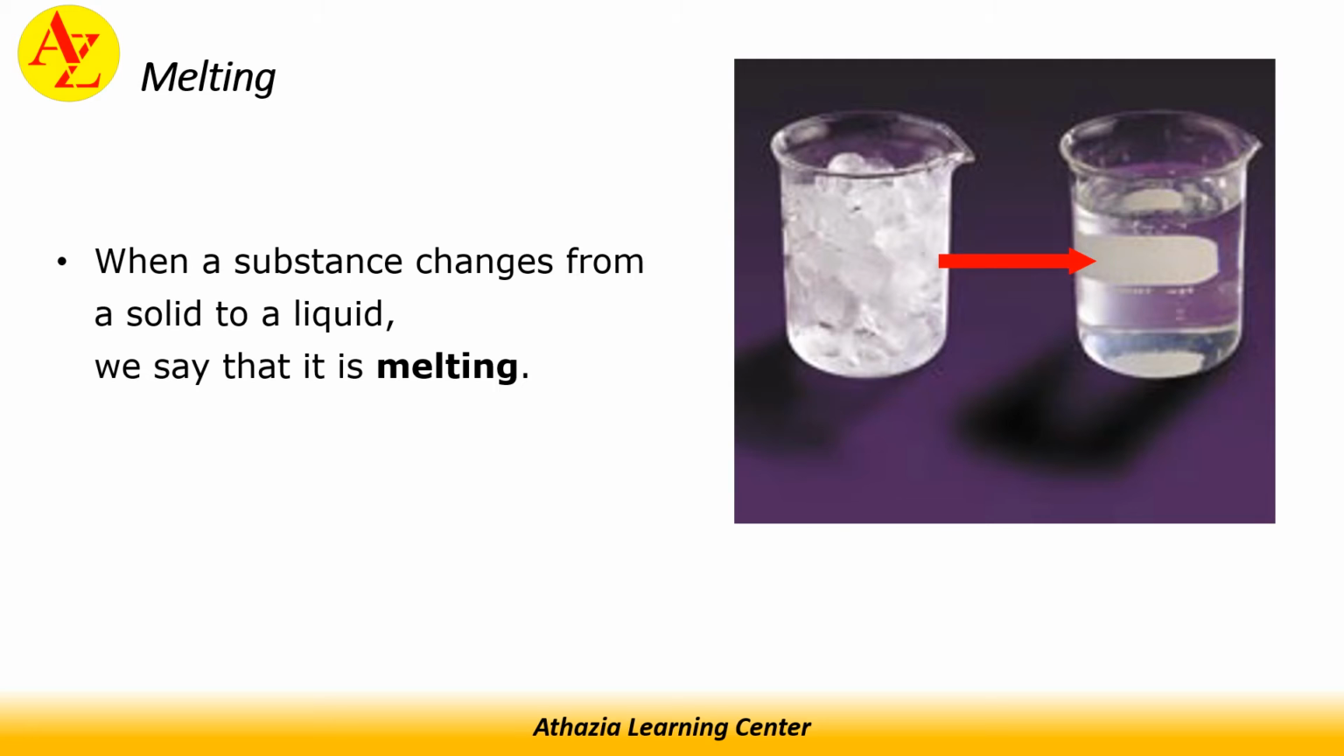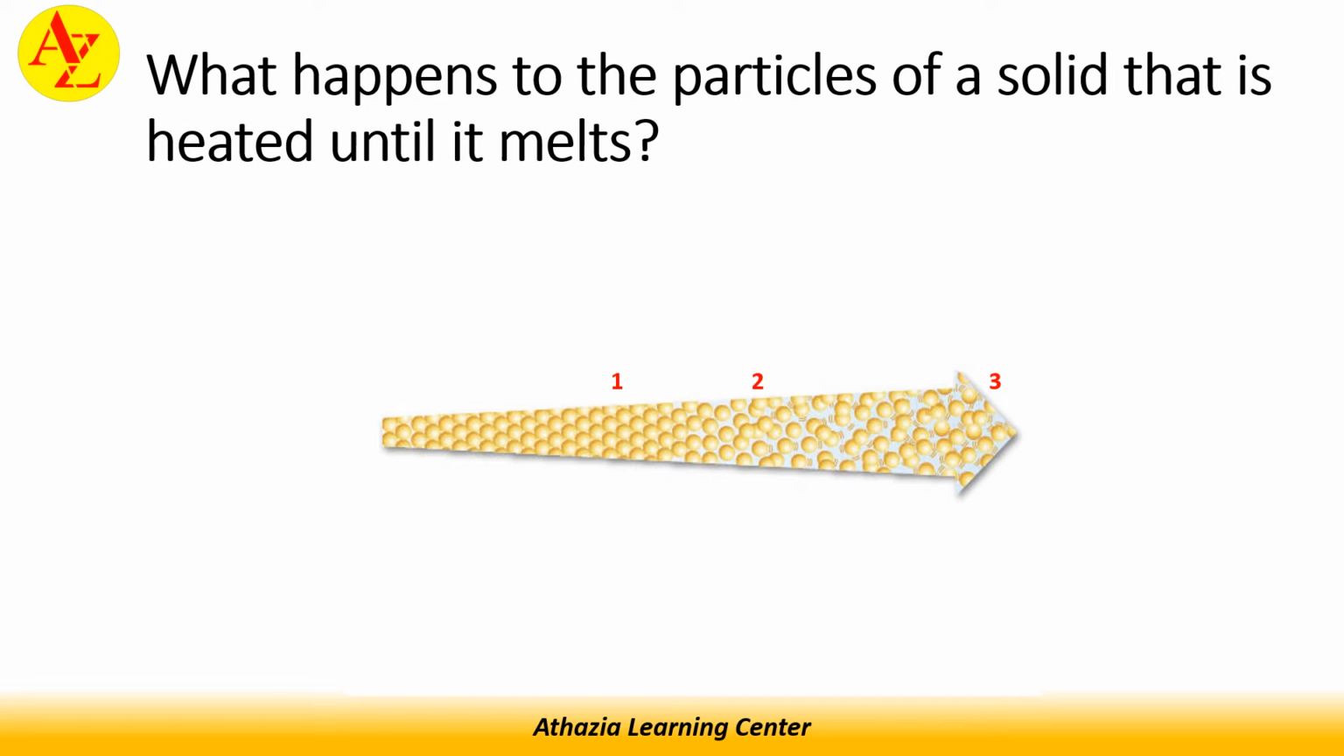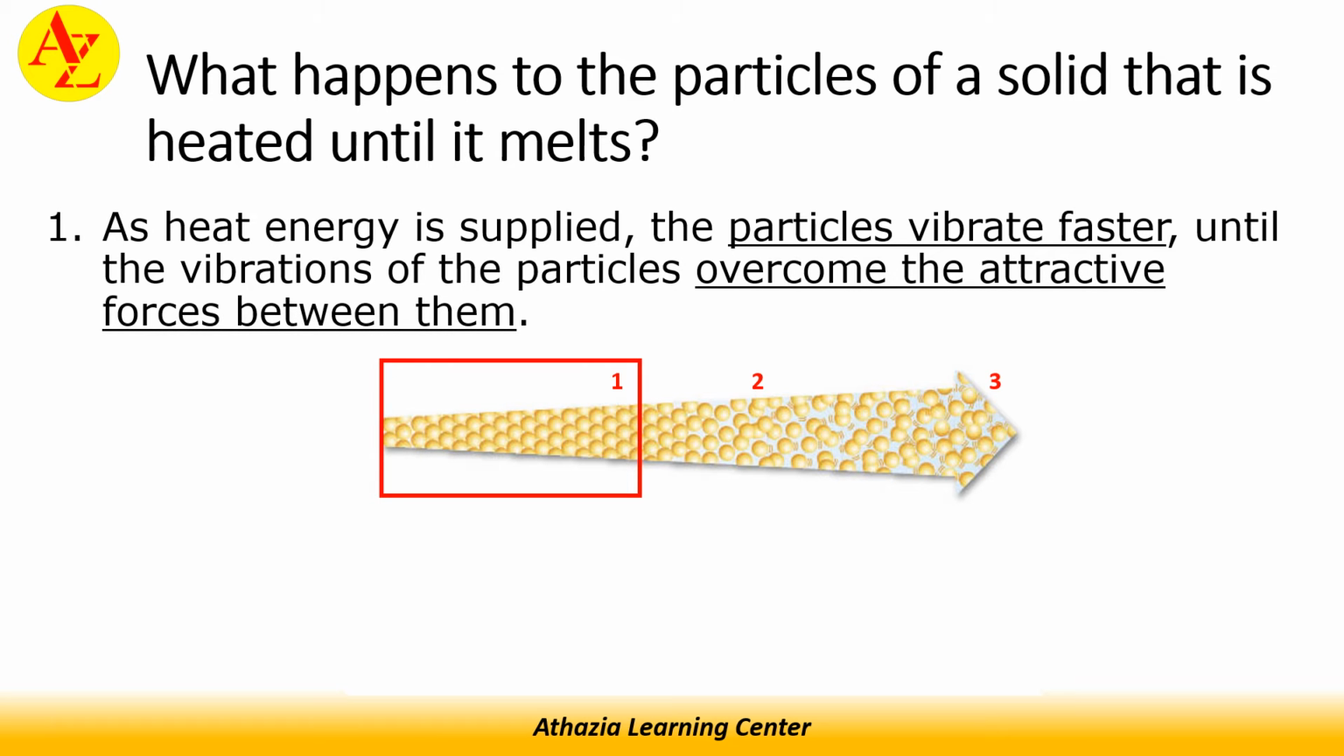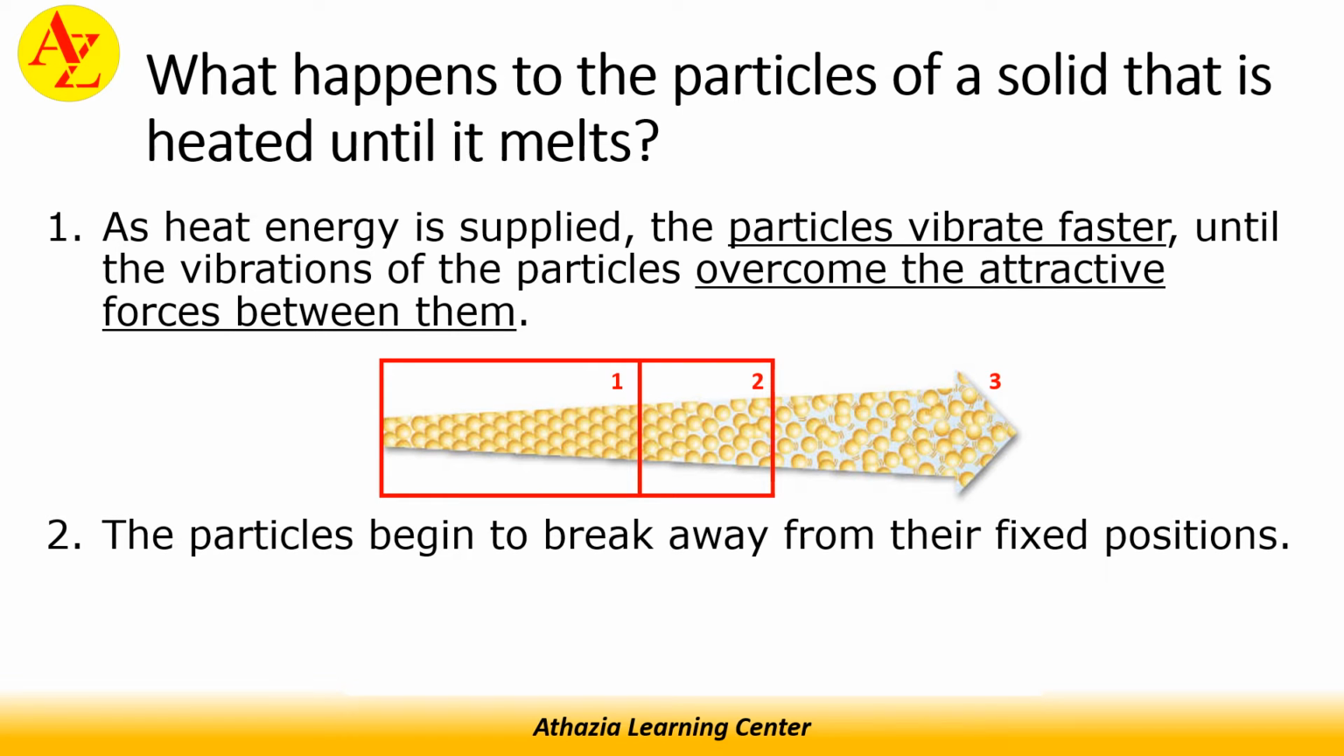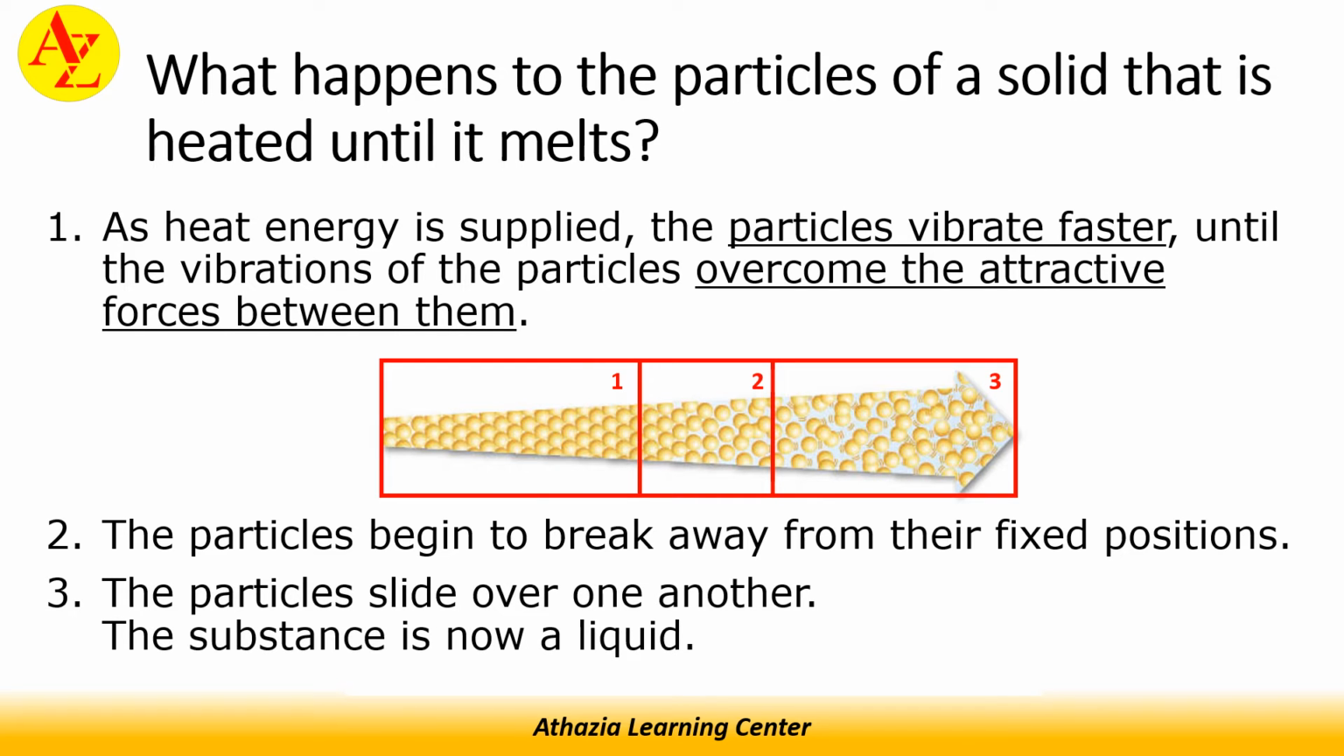When a substance changes from a solid to a liquid, we say that it is melting. What happens to the particles of a solid that is heated until it melts? As heat energy is supplied, the particles vibrate faster until the vibration of the particles overcomes the attractive forces between them. Then the particles begin to break away from their fixed positions. And lastly, the particles slide over one another. The substance is now a liquid. They no longer have a fixed position.